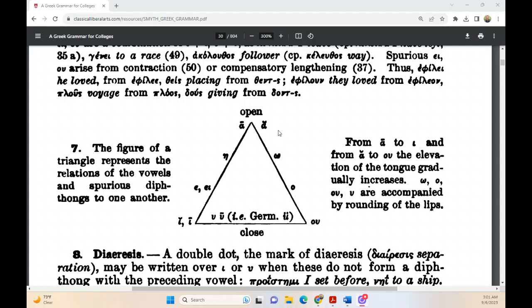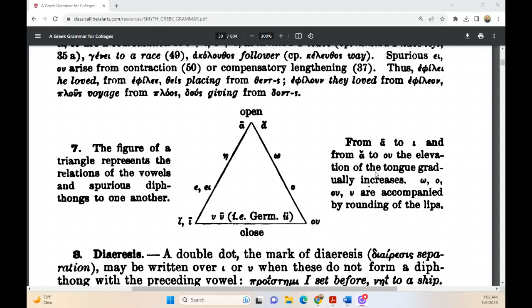Okay, so there's some explanation for how the sounds are pronounced in the mouth here, which will help you to understand some of the rules that explain why spellings change in Greek words. Let's just read this article. The figure of the triangle represents the relations of the vowels and spurious diphthongs to one another. So we can see the relationships of all of the vowels and the spurious diphthongs, epsilon iota and omicron upsilon.